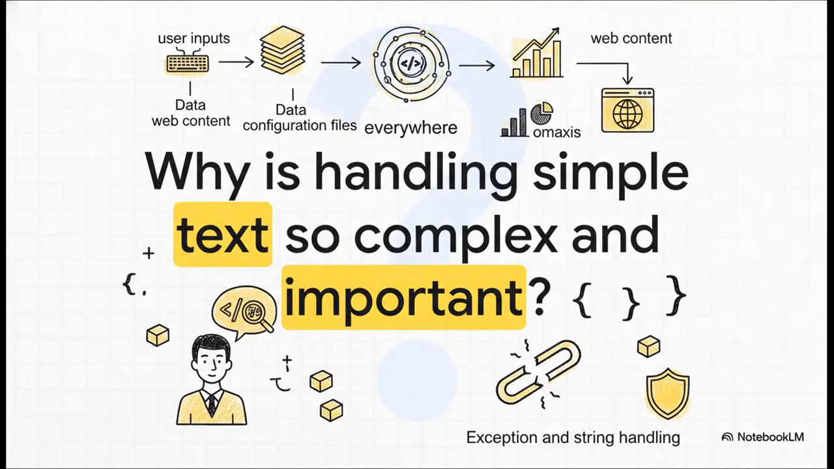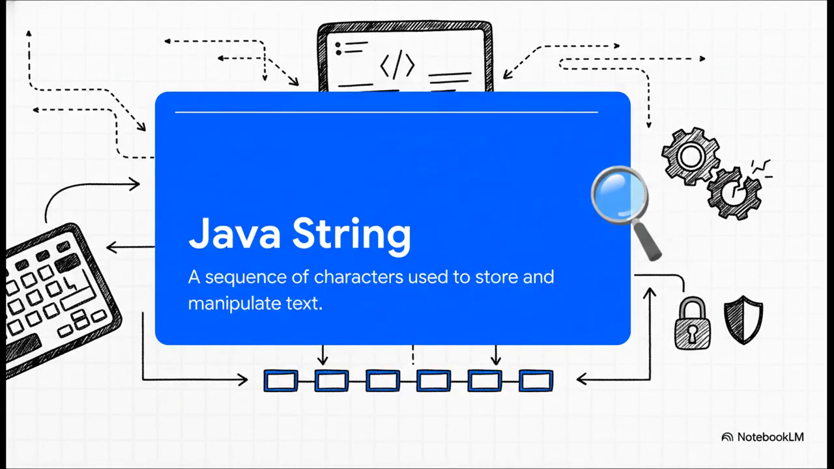I know what you might be thinking. It's just text. How hard can that be? But seriously, just stop and think for a second. Usernames, passwords, comments, configuration files, pulling data from an API. Text is literally everywhere. Being able to manage it well isn't just a nice skill to have, it's a non-negotiable part of being a good developer. At its most basic level, a Java string is just what it says it is, a sequence of characters. It's how we hold and work with text.